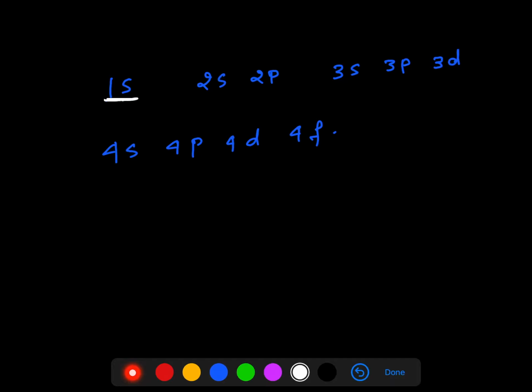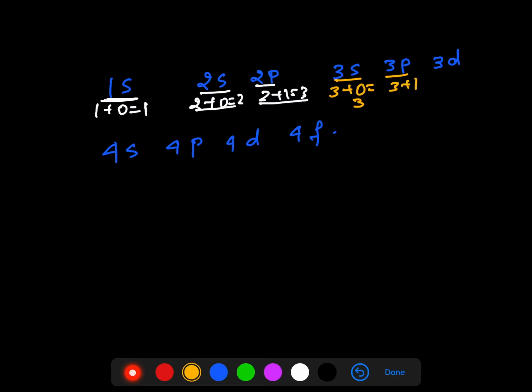For the n plus l value of 1s, it is 1 plus 0 equals 1. The value of n is 1 and the value of l is 0. For 2s, the value of n is 2 and the value of l is 0, so 2. For 2p, it is 2 plus 1 equals 3, because the value of n is 2 and l is 1. For 3s, 3 is the n and 0 is the l, so the sum is 3. For 3p, 3 is n and 1 is l, so n plus l is 4. For 3d, 3 is n and 2 is l for the d subshell, so it's 5. For 4s, 4 plus 0 equals 4.